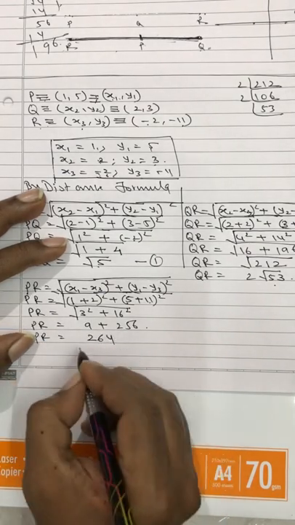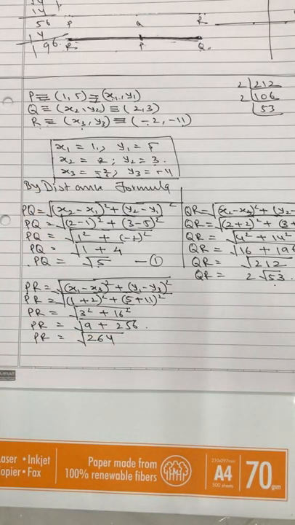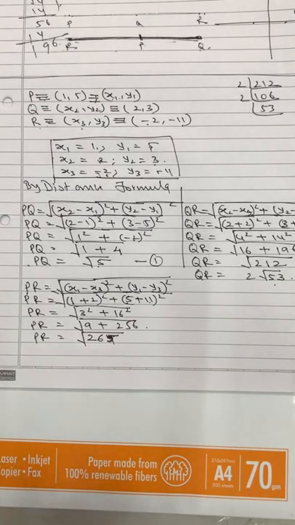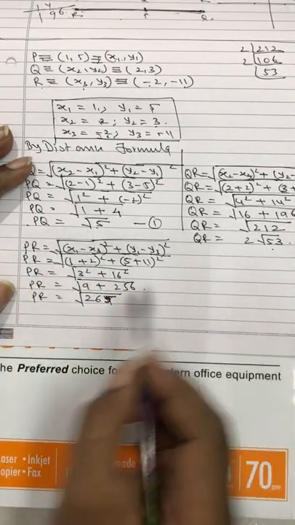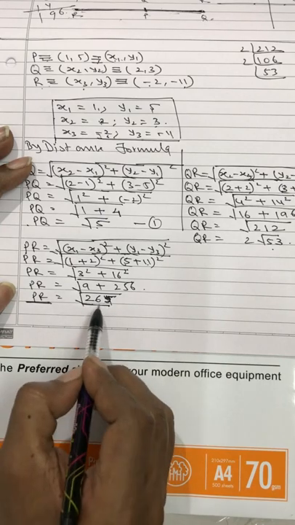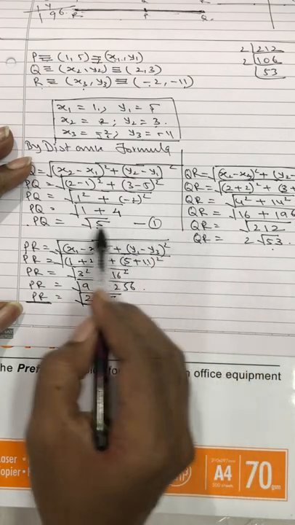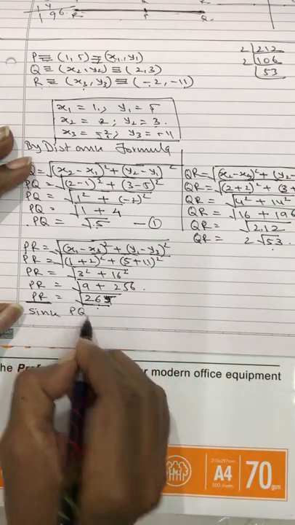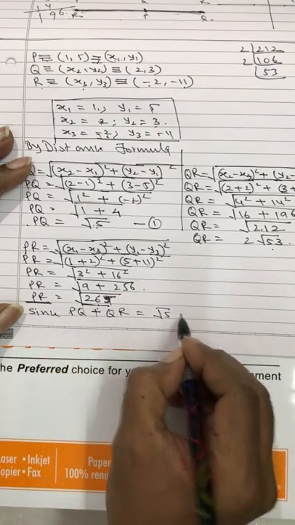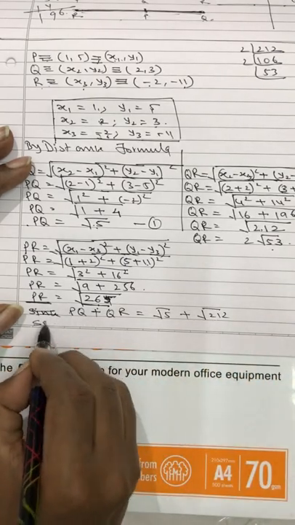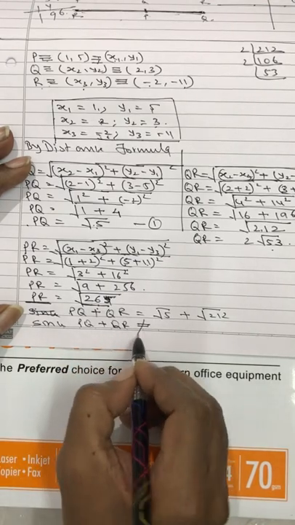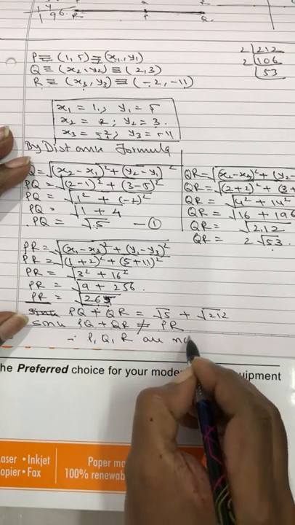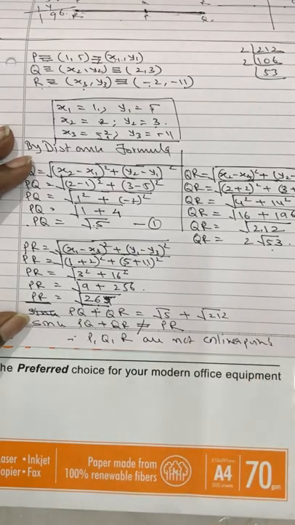So this will give you PR is equal to root 265. They are nowhere close. See what happens over here when you get this; you can make out that PR is the greatest one, root 265. This should be equal to the sum of the other two, PQ plus QR, that is root 5 plus root 212. I should get this, but this is not possible. Since PQ plus QR is not equal to PR, therefore P, Q, R are not collinear points. Simple.